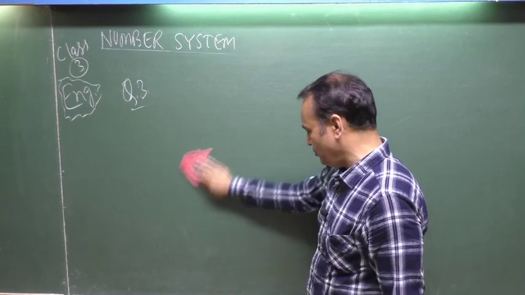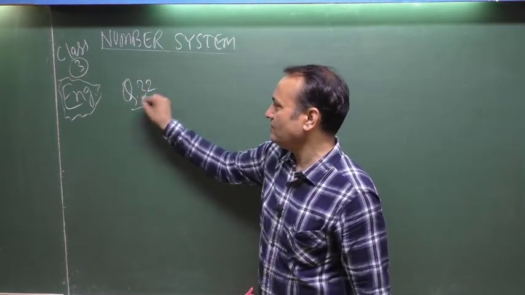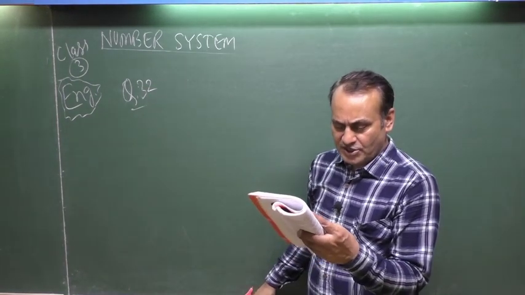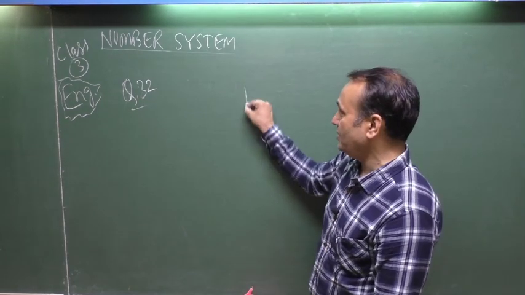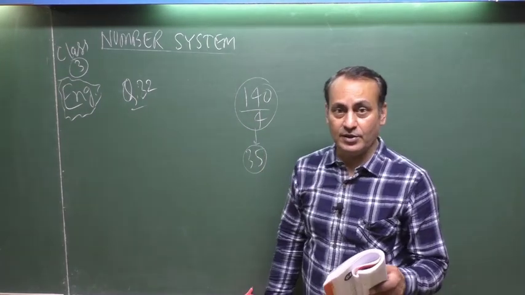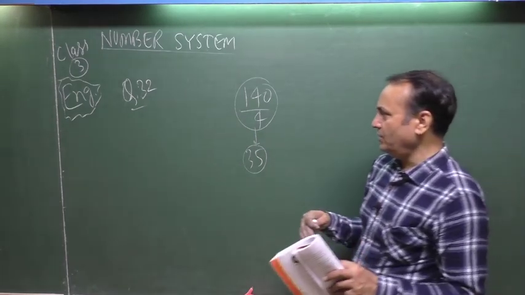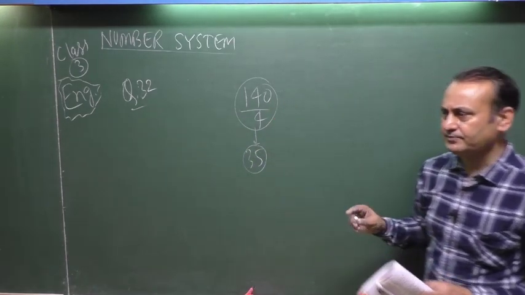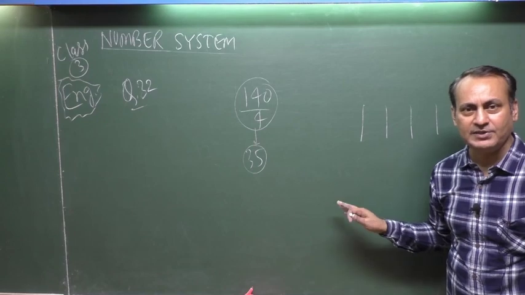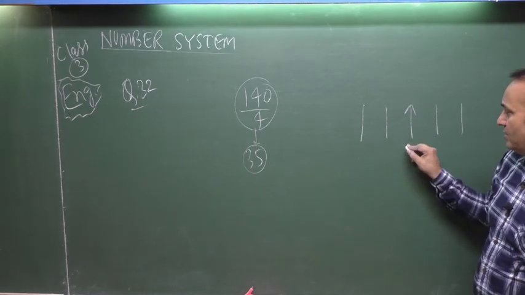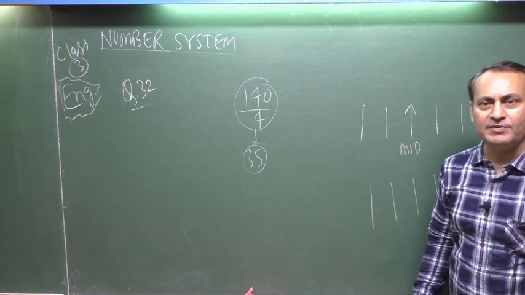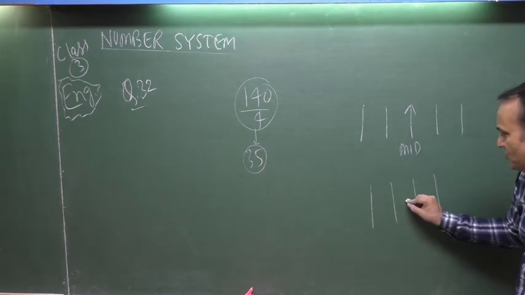Now come to question number 32. The question says the sum of 4 consecutive even numbers is 140. See here, there is a bit of change in the situation. Suppose there are 5 consecutive even numbers, natural numbers, odd numbers, anything with the same gap. The middle will be this number. But suppose there are 4 consecutive natural numbers, even numbers, or odd numbers, the average will be here.